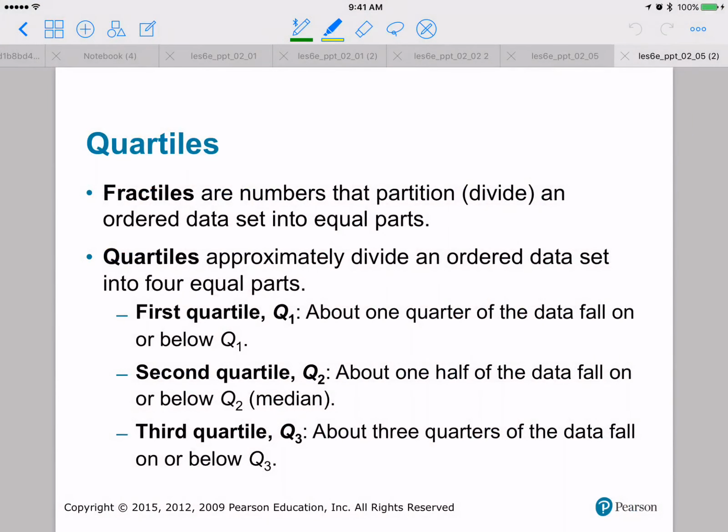Okay, all right. So let's talk about quartiles. In general, a fractile is any number that parts or divides an ordered data set into equal parts, right? Quartiles are the parts if you take your data set and split it into 4 equal parts. Those parts are called quartiles. Let me write that down. You have 4 quartiles.